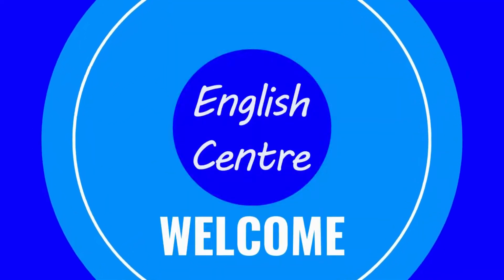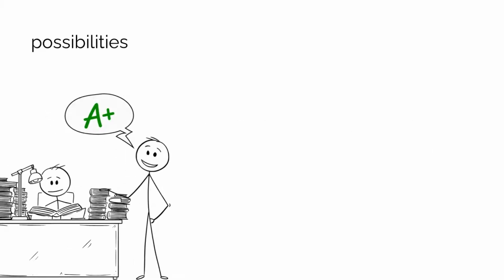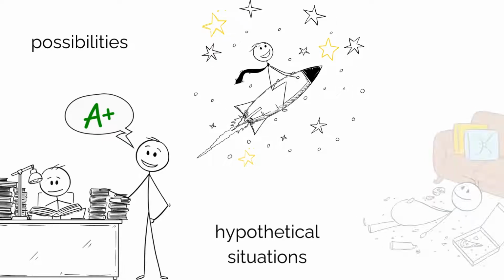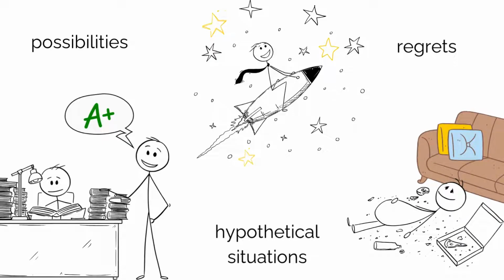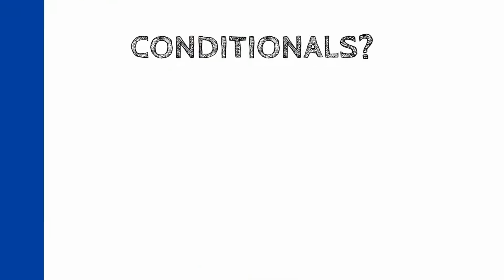Today, we're going to talk about a super important part of English grammar: conditionals. Conditionals help you to talk about possibilities, hypothetical situations, and even regrets. This might seem a bit tricky, but don't worry. By the end of this video, you'll have a clear understanding of how to use them. We'll break them down step by step, look at lots of examples, and you'll even get some tips to avoid common mistakes. So stick around, you're going to love this.